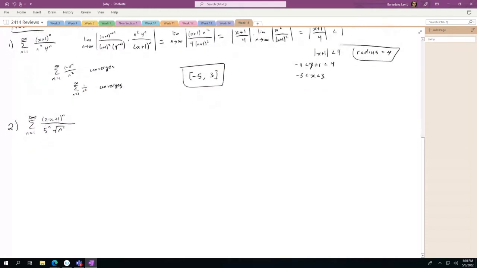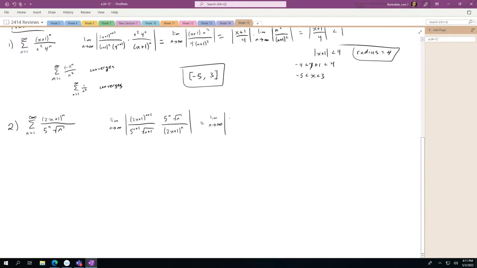For the second one, we're going to do basically the same thing. Apply the ratio test. The limit as n approaches infinity of 2x plus 1 to the n plus 1 over 5 to the n plus 1 square root of n plus 1 times the reciprocal, so 5 to the n square root n divided by 2x plus 1 to the n. Again, we're going to simplify and cancel wherever we can.